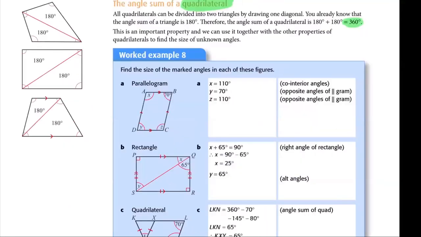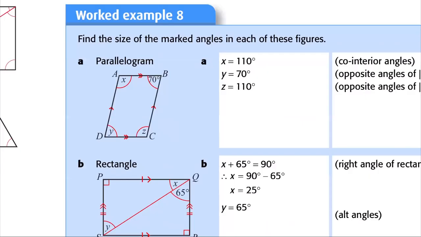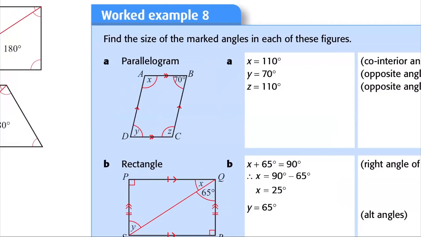So let's look at this one here. It says find the size of the marked angles in each of these figures. So it's a parallelogram. You will know this and this opposite angles are the same. So this is 70. This is also 70. And then you also have learned co-interior angles when you have 2 parallel lines. What happens when you have 2 parallel lines? When you have 2 parallel lines, the angles inside add up to 180. So 110 plus 70 is 180.